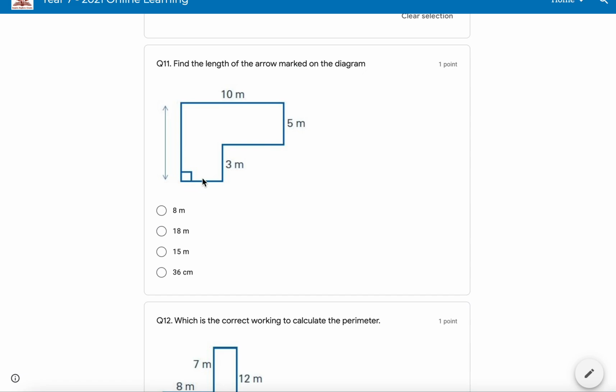And we can do the same with this little shape that we created down here. We can say, okay, the rest of the length, this length here, is going to be equal to the opposite side of this rectangle, which is 3 meters. So we know now that we've got 3 meters here, and then we've got 5 meters up here on this side, and then 3 meters here. So our total length here is going to be 5 plus 3.